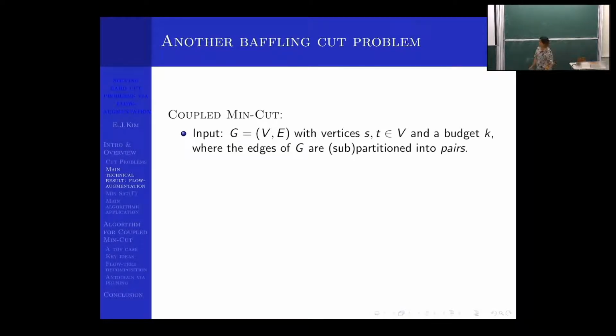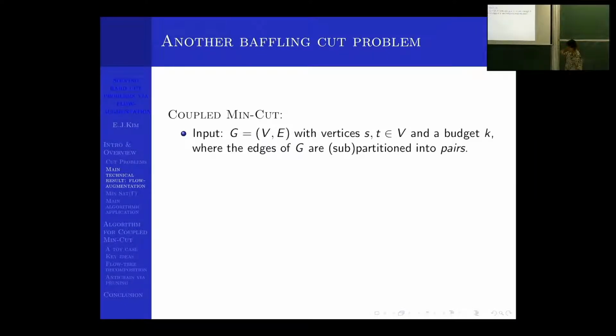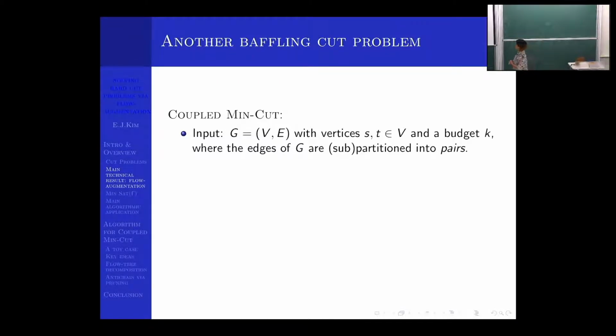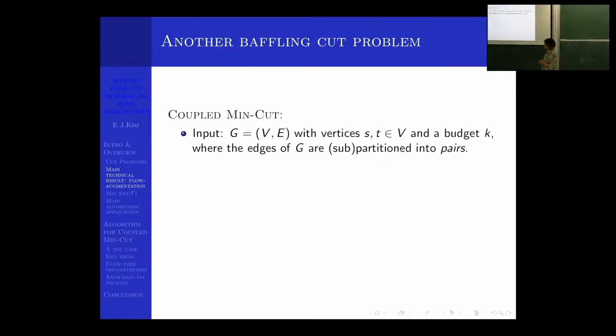Right. So there is another problem, which is a little more exotic than this bi-objective ST cut, that the existing nice techniques don't seem to cope with. This problem is called the coupled min cut. Here the input is a graph G with two vertices S and T, and you have a budget K. On top of that, the edge set is partitioned into pairs. Maybe only a subset of them is partitioned, but for simplicity, the edge set is partitioned into pairs.